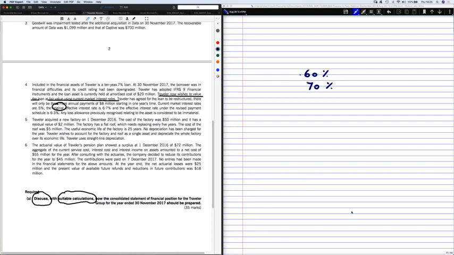Traveller wishes to account for the factory and roof as a single asset. Let me underline that there, as a single asset, and depreciate the whole factory over its economic life, presumably of 25 years. What do you think to that? Is that possible, everybody? Is that possible to treat this factory as a single asset?